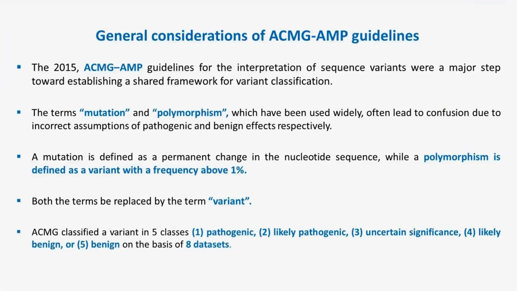So what was the result of that meeting? The guidelines suggested that the terms mutation and polymorphism led to confusion in interpretation of whether they are disease-causing or benign. Actually, mutation was defined as a permanent change, while polymorphism is a variant which is found in greater than 1% of the population. So both terms were replaced by variant. ACMG classified variants in 5 categories, that is pathogenic, likely pathogenic, uncertain significance, likely benign or benign, on the basis of 8 data sets, which I will discuss later.